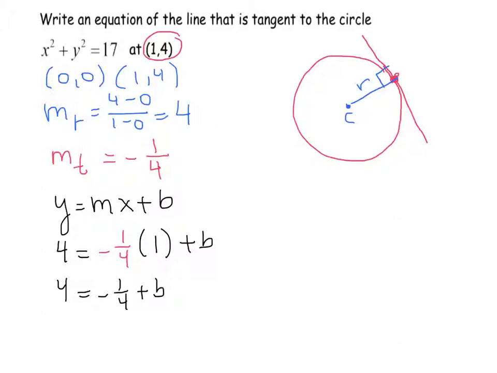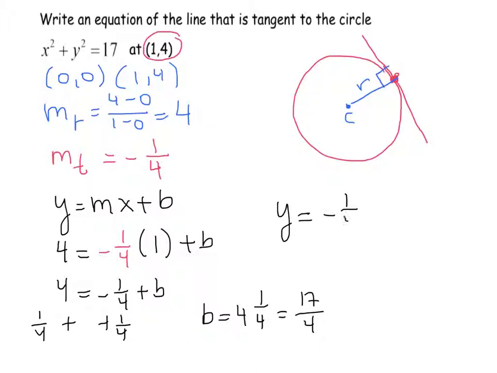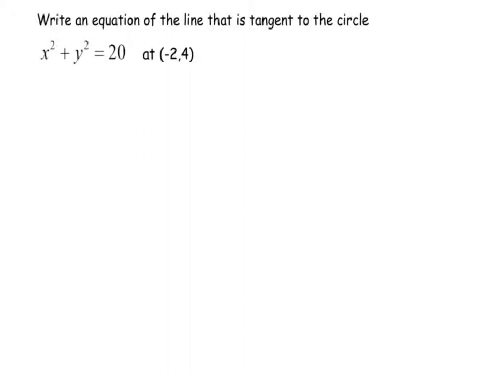And if I add 1/4 to both sides, 1/4 and 1/4, my y-intercept is going to be 4 and 1/4, or 17/4. So the equation of the line tangent to the circle at point (1, 4) is going to be y equals negative 1/4 x plus 17/4.